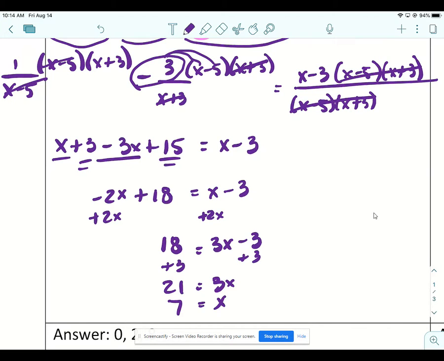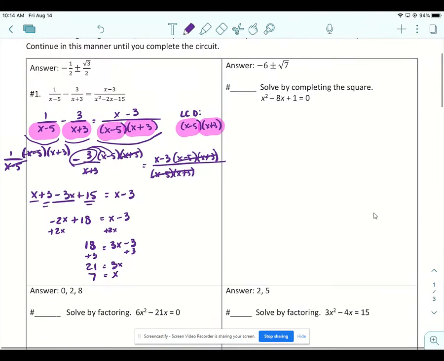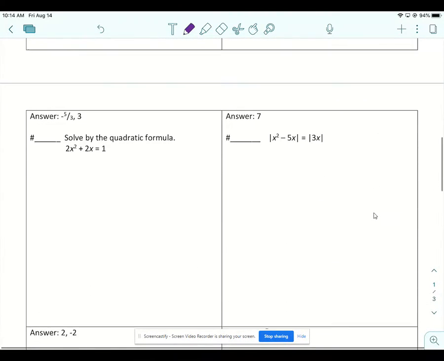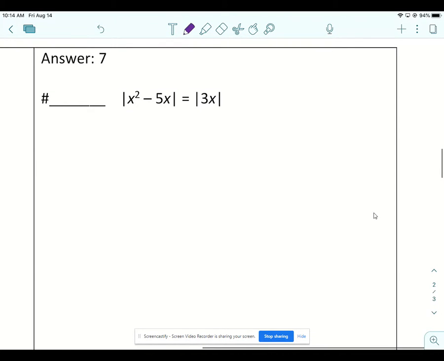So what that means for this particular sheet is we're going to go through, find the answer that is 7, and this is going to be number 2, and then that would be the next one that you solve.